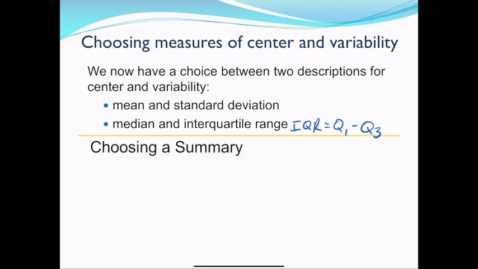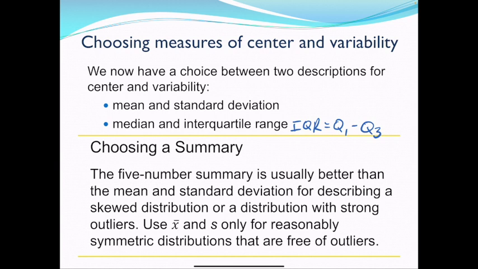And when I'm choosing a summary, the five-number summary is usually better than the mean and standard deviation for describing a skewed distribution. We typically only want to use the mean and standard deviation for symmetric distributions, like bell distributions, that are free of outliers. So if you've got outliers or skewed data, either skewed left or skewed right, median and interquartile range and the five-number summary, those are your best. So let's take a look at a few examples of technology.